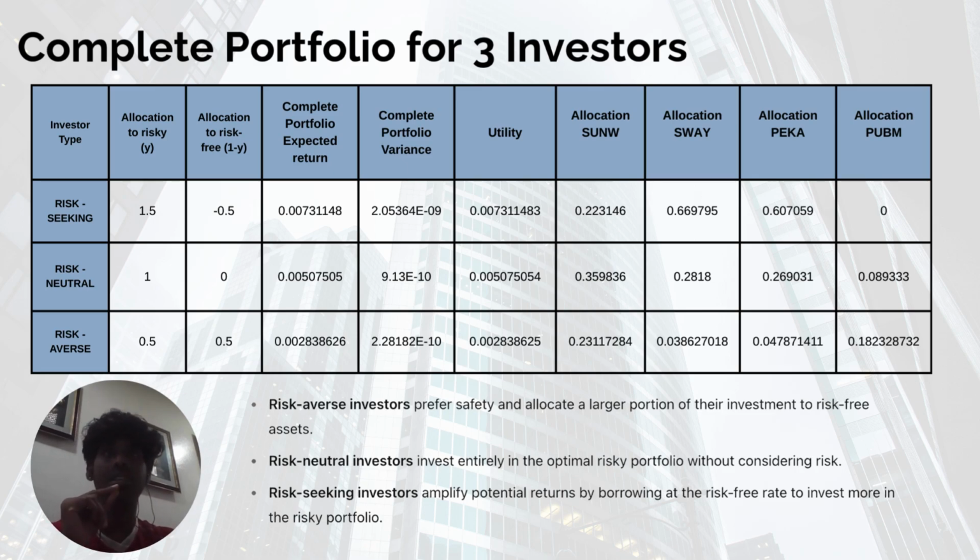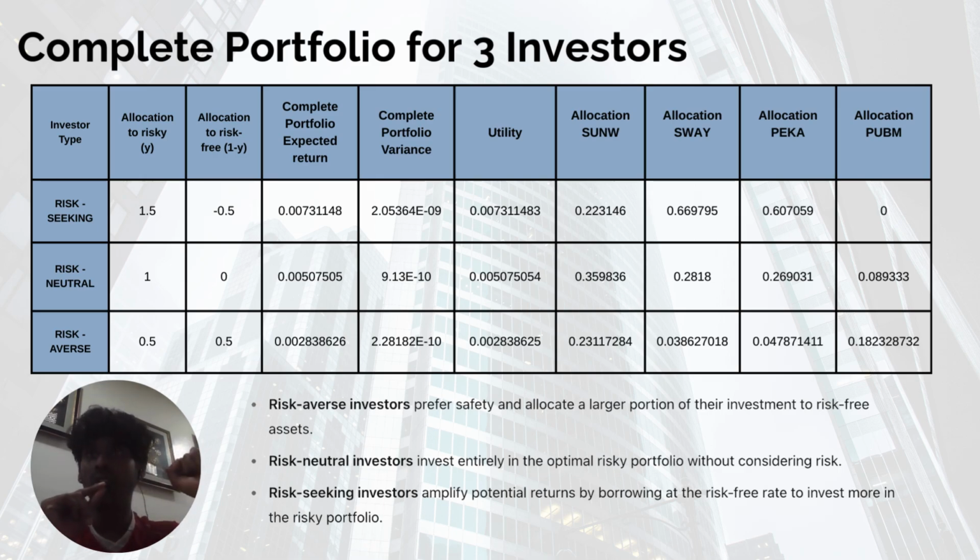So let's start with risk-seeking investors. Based on this, they need to allocate 150% to the risky asset, meaning they borrow 50% to invest more in the risky portfolio. This aggressive approach gives them the highest expected return at 0.0073 and also the highest utility.